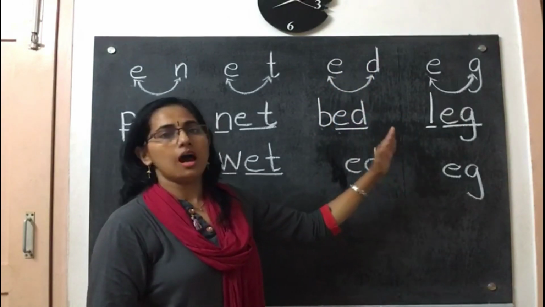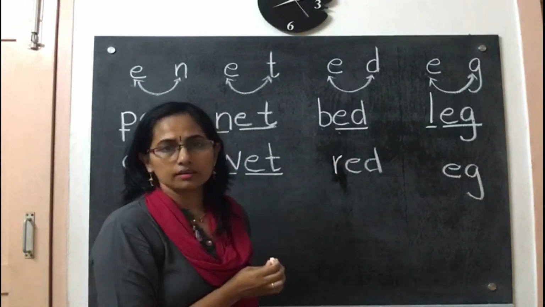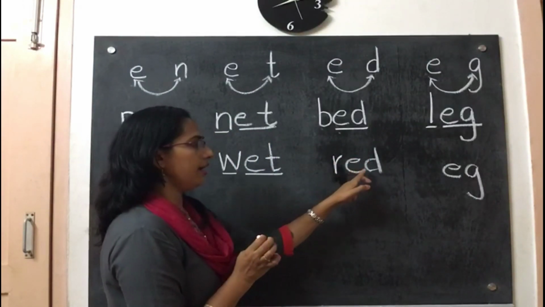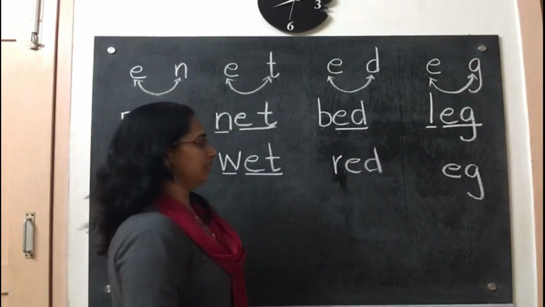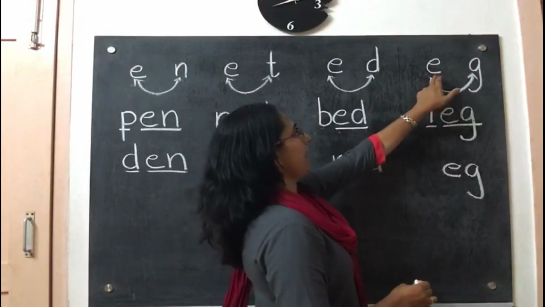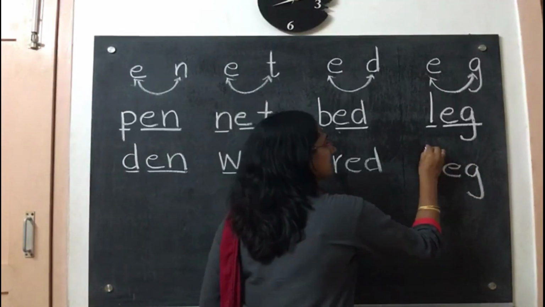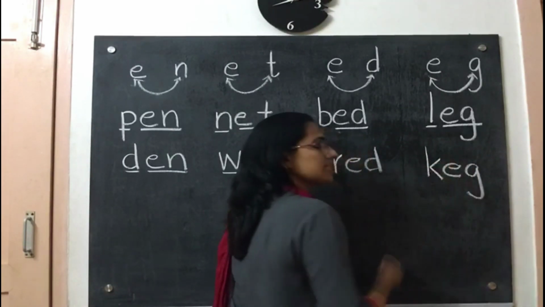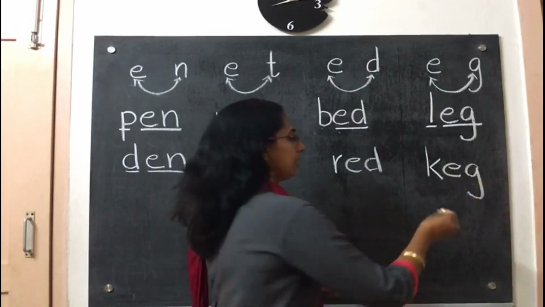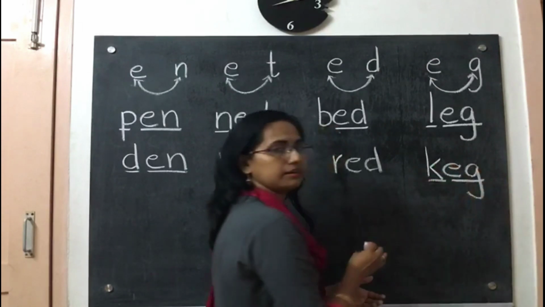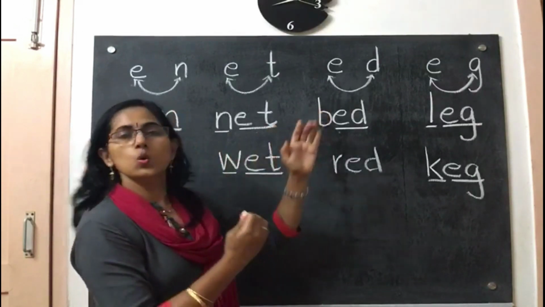And here we have letter ed together. I am going to add letter R. Letter R. The sound of R is r. Red. Right? Here we have eg together. So I am going to add letter K. What is the sound of K? Keg. After this, again you can introduce the pictures of all these words.